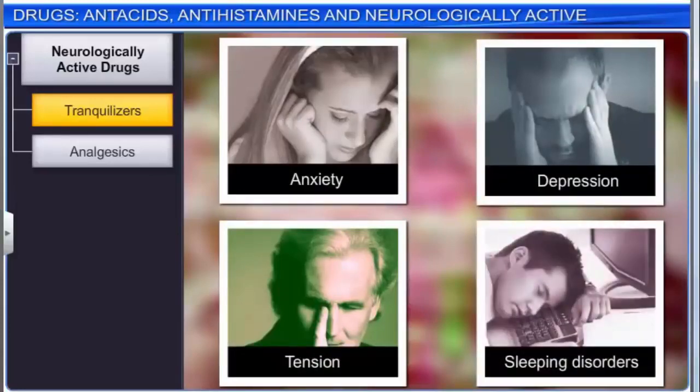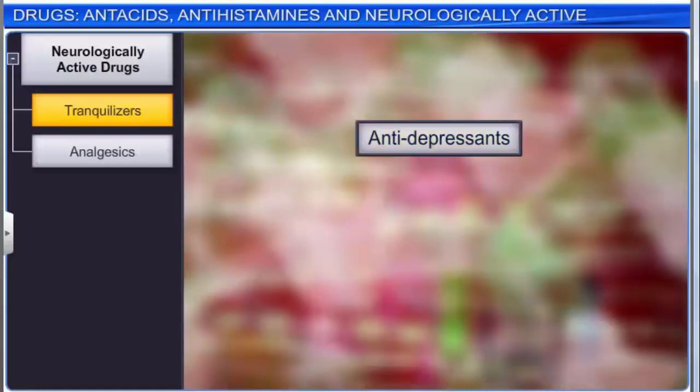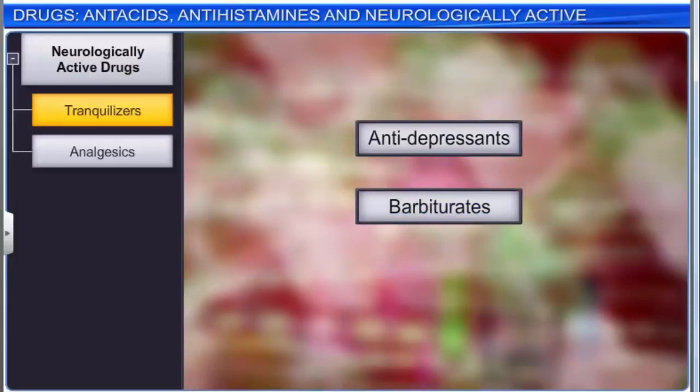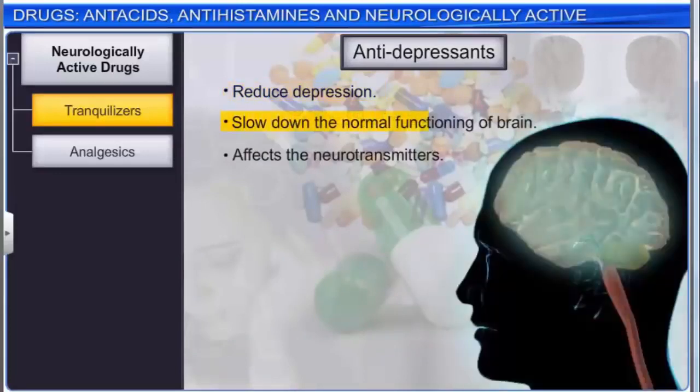These drugs reduce anxiety and promote calmness, relaxation, and sleep. There are several types of tranquilizers, like antidepressants and barbiturates. They function by different mechanisms. Let us now see how antidepressant drugs, which are a type of tranquilizers, help reduce depression. Tranquilizers slow down the normal functioning of the brain. For that reason, they are often referred to as depressants.